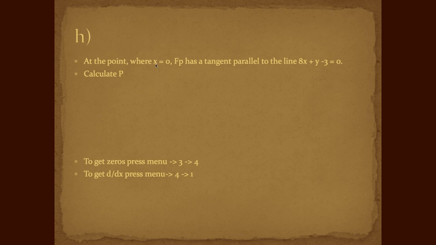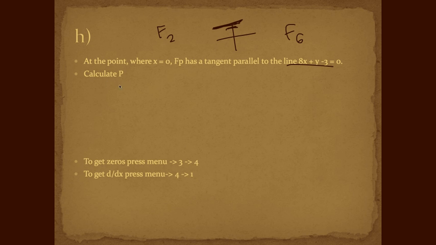At the point where x equals 0, f_p has a tangent parallel to some other line. Calculate p. Okay, so we need to find a p. What does it mean basically? At the point where x equals 0, the tangent line is parallel to some other line. So then we need to find at what p that is.